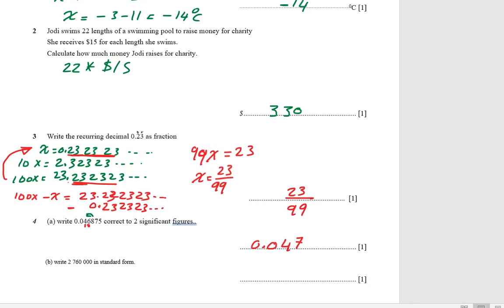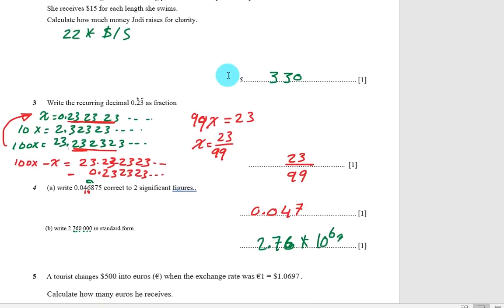Write this number in standard form. So let us count now: 1, 2, 3, 4, 5, 6. So 2.76 multiplied by 10 power 6. Again, count the digits to find the power of 10.